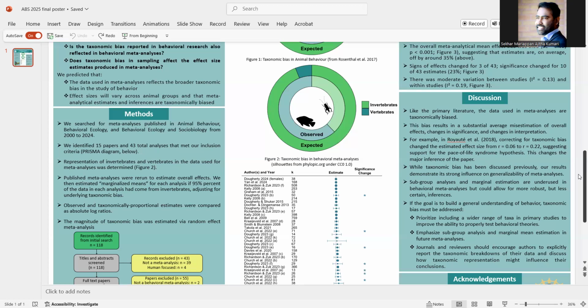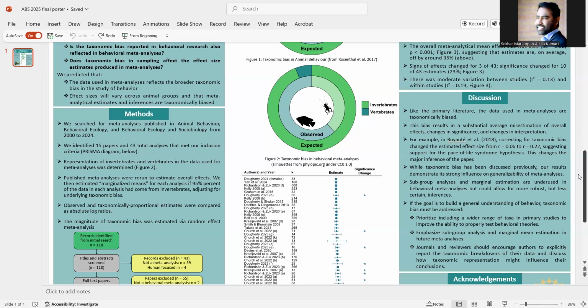Second, those doing meta-analysis should make more use of subgroup analysis and marginal estimation, which, although they may yield different results, can provide more robust and representative inferences. Third, journals and reviewers should encourage the authors to explicitly report the taxonomic breakdown of their data and discuss how representation might influence their conclusions. So, transparency is the most important thing in these kinds of situations.